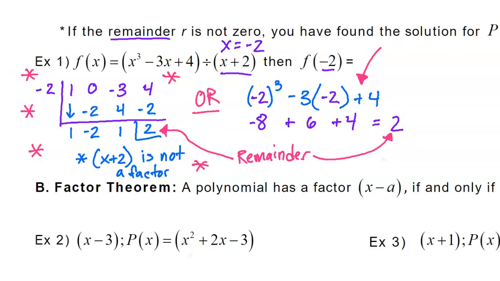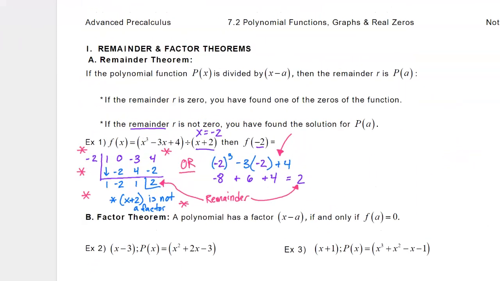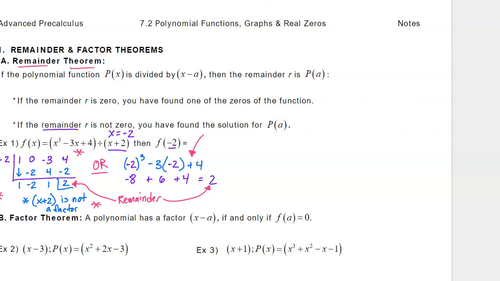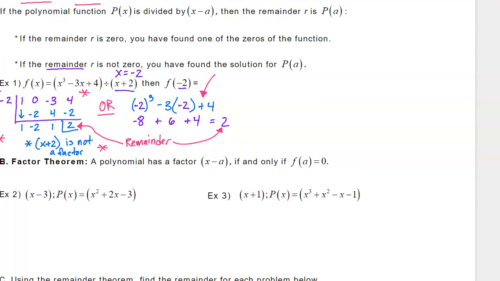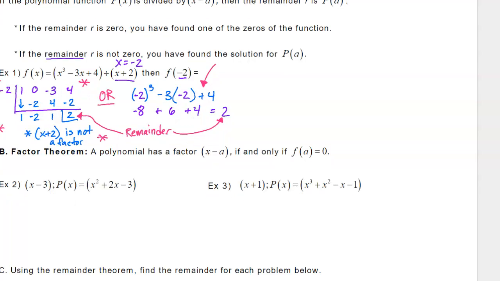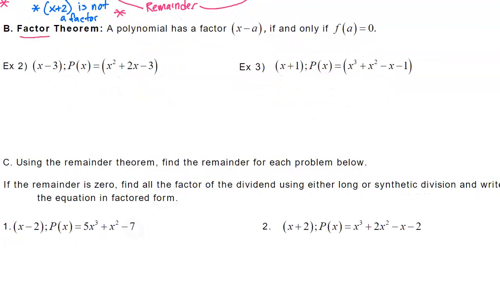Okay. So now all of this above was the remainder theorem. If there's a remainder, it is not a factor of the original polynomial. And this down here is the factor theorem, which is the exact opposite. If the remainder is 0, then you do have a factor.